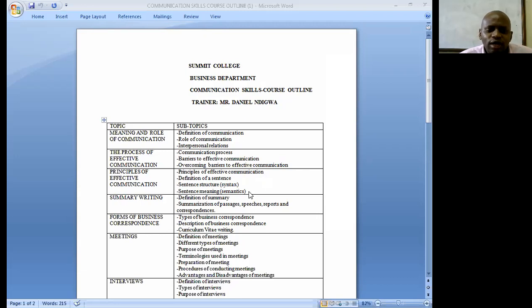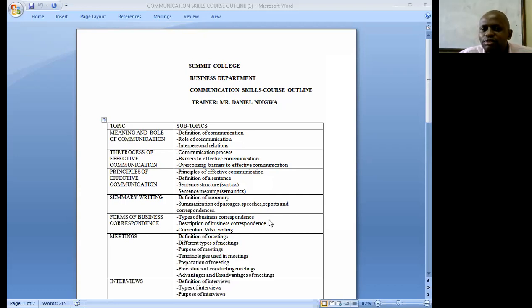Yes, then our next topic will be summary writing. You will be able to understand how you summarize work when you are writing or when you are reading. It is always important for you to understand how to summarize some of these things. Then we shall also talk about summarization of a passage. How can you summarize a passage?